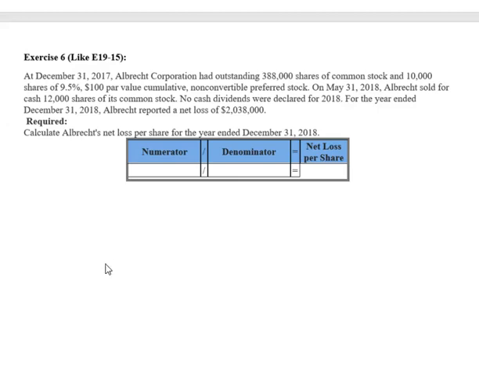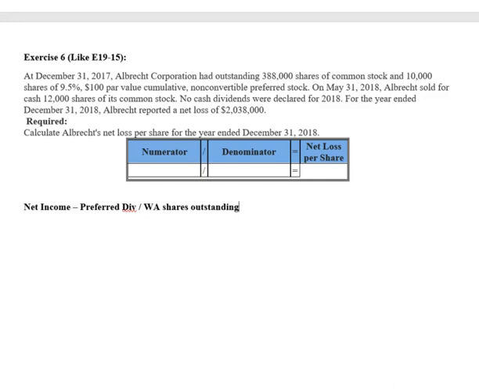Let's look at an additional problem for basic earnings per share. Just as a review, basic earnings per share is net income minus preferred dividends, divided by the weighted average shares outstanding for the year. Okay, so that's our basic earnings per share formula.